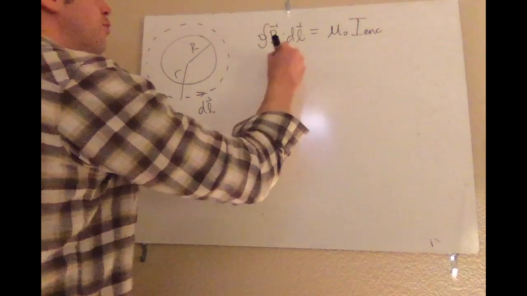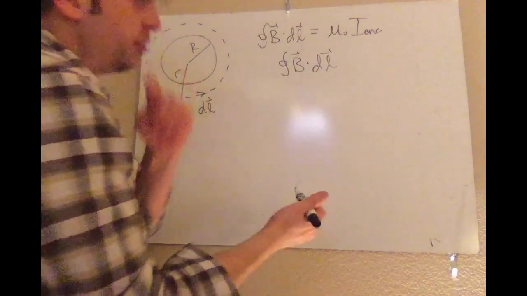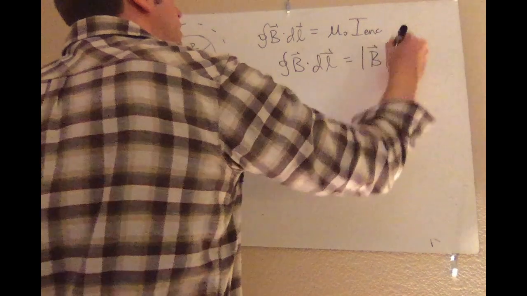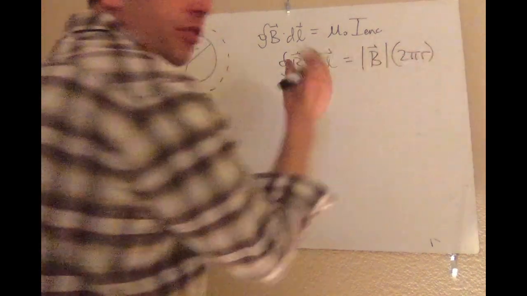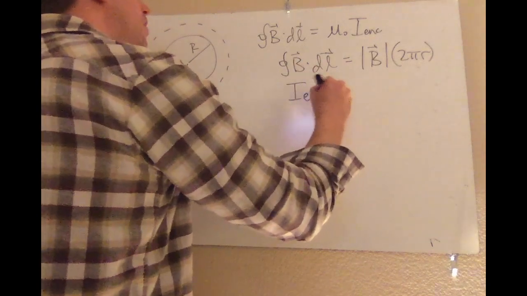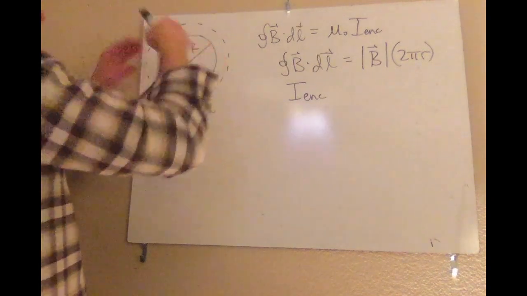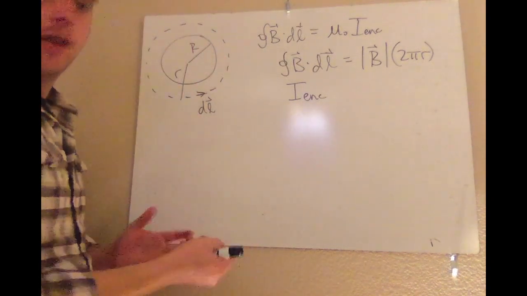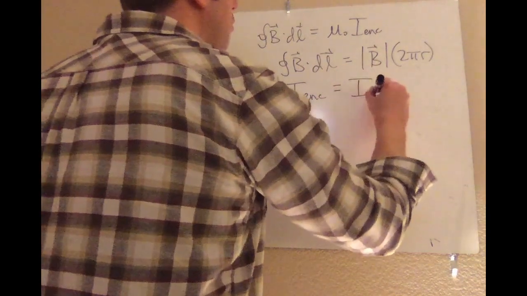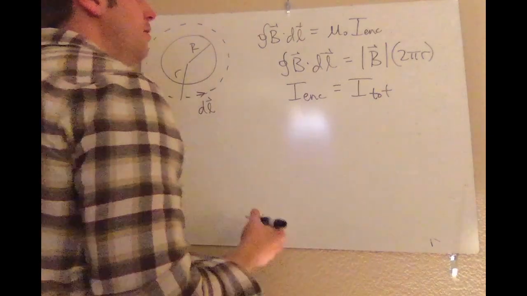So just as before, we know exactly what B dot dl looks like. We have this cylindrically symmetric B field. It works out to magnitude B times 2 pi r. We've seen that before. And then I enclosed, well, one way I could think about it is I'm looking at the entire current in the wire, right? I'm outside of the wire, so this thing is enclosing all of the current that runs through it. So I could just say I enclosed is I total and then see what happens.